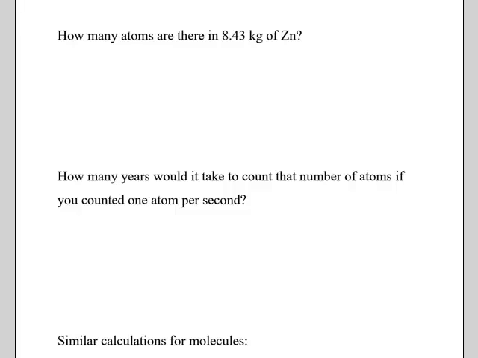The units aren't always going to be given in grams. Here's a problem where we measure 8.43 kilograms of zinc. We're still able to use the periodic table as our conversion factor. So the unknown: how many atoms are there in 8.43 kilograms of zinc?